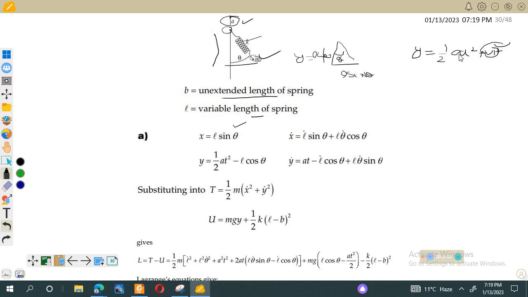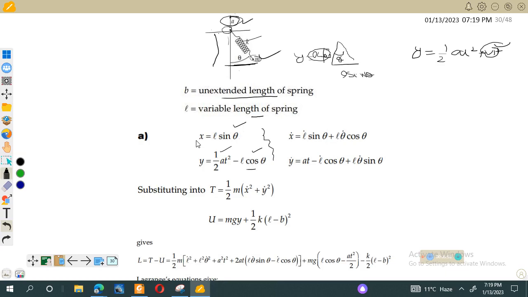So y will be equal to 1/2 a t square. If we consider this origin, below the origin we will have a minus sign, so y is equal to minus L cos theta, and upward y will be equal to plus 1/2 a t square minus L cos theta. Thus we have found the x and y coordinates for this system by resolving this length into two components: x which is L sin theta, and y which is 1/2 a t square minus L cos theta.